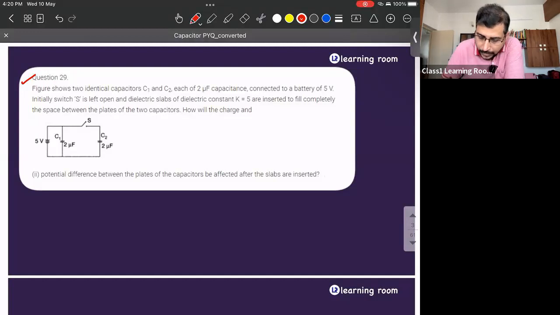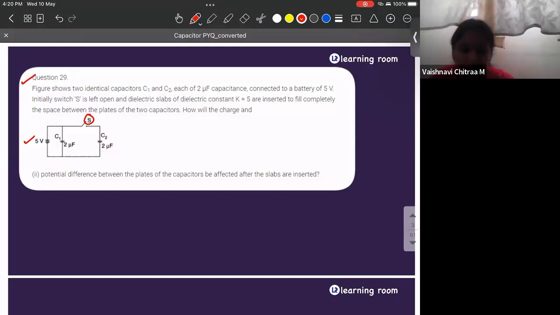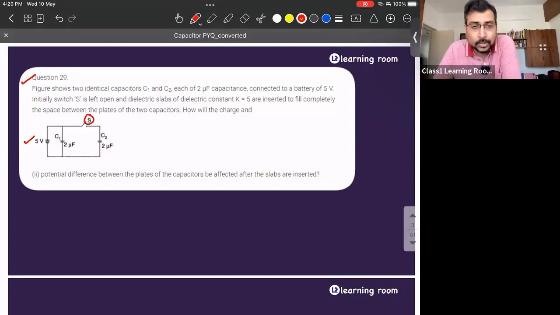So observe, initially when the switch is opened, there is a battery connected here of 5 volt. So when the switch S is opened, the charge flow across which capacitor is getting affected? Is it across C1 or C2? Which capacitor stops to receive the charge? C2. It is C2, correct. So what about C1? C1 is receiving the charge.